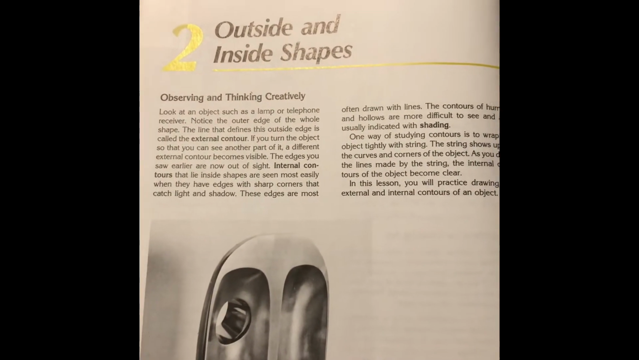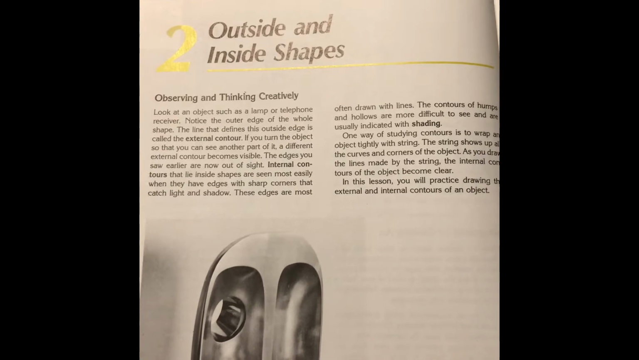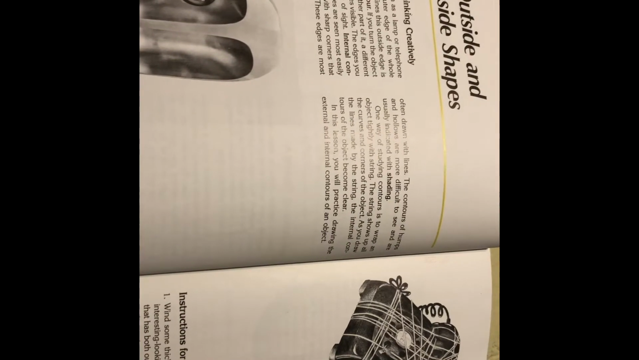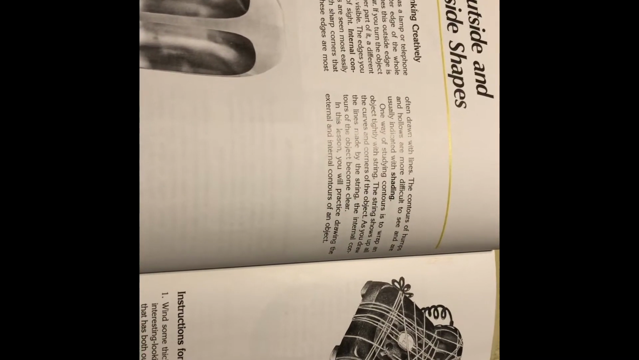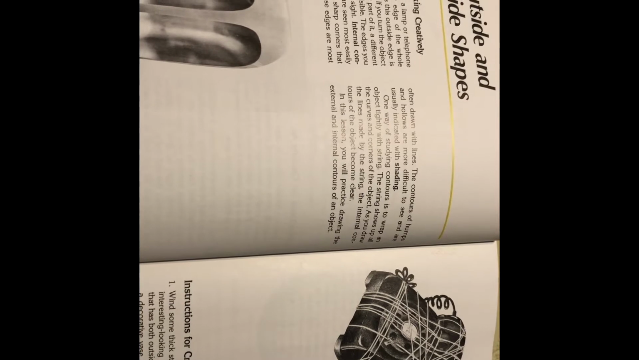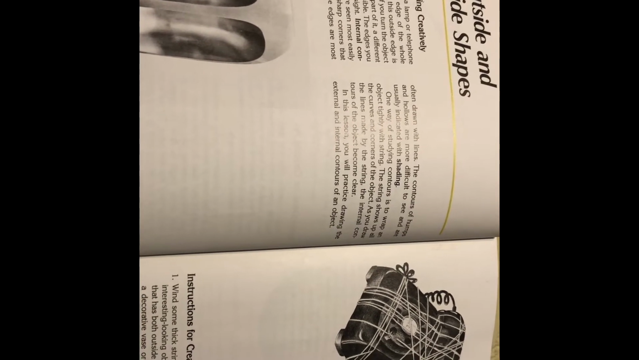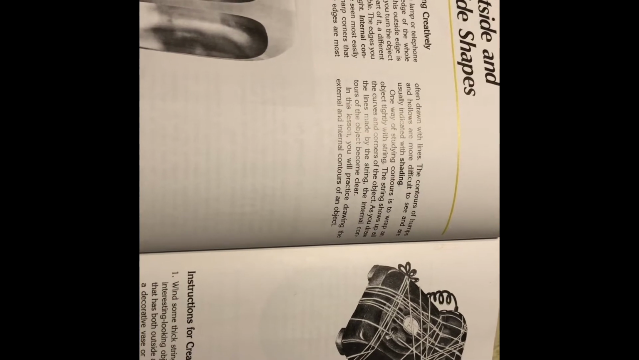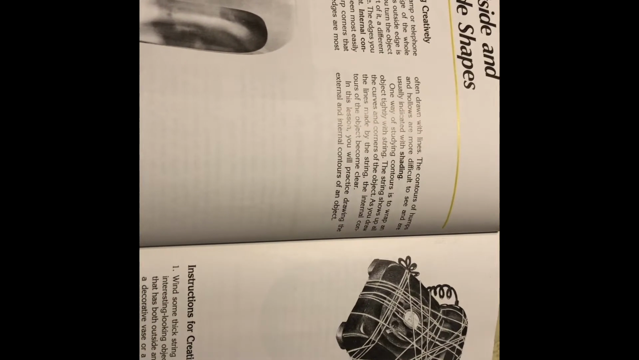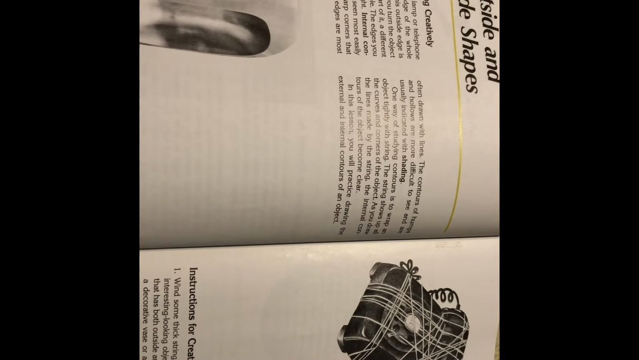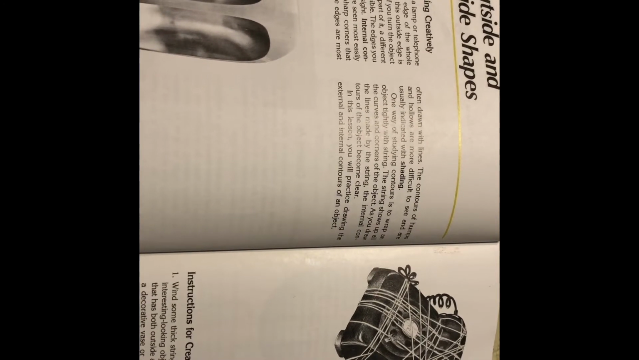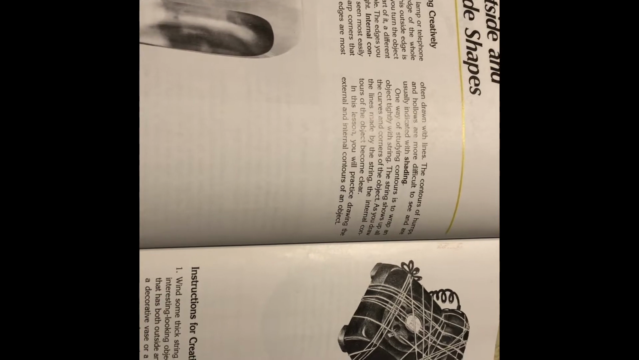We want to notice the outside edge of the whole shape. Let me turn this so you can see both of them at the same time. Here we go. Notice the outer edge of the whole shape. The line that defines the outside edge is called the external contour. If you turn the object so that you can see the other part of it, a different external contour becomes visible. The edges you saw earlier are now out of sight.